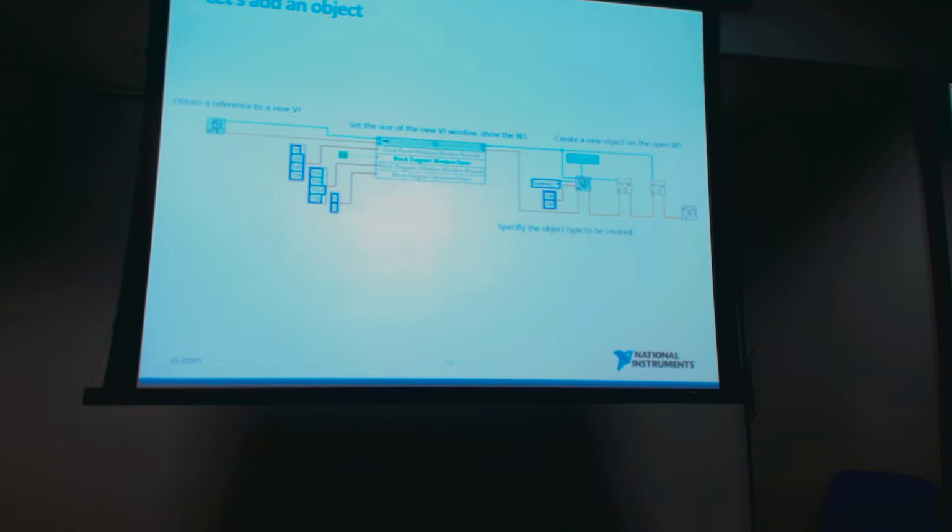And then on the right-hand side, the other turquoise VI is the New G Object VI. Again, that's also on the palette, and it allows us to add a new object to a LabVIEW block diagram. The reference coming in from the VI on the top left-hand side is the owning object. So I'm wanting to add a new object to a VI, and the object that I'm going to add is the subtract function. I can specify where I want to put it, and I'm dropping a subtract function. So that's all I'm going to do there.